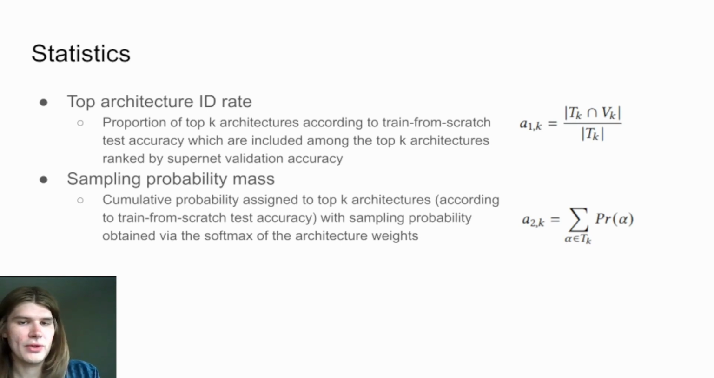Now, in order to evaluate the architecture weights, we take the weights that are learned through the supernet training process and transform them to a probability mass assigned to each architecture, which we again view cumulatively over the architecture space.